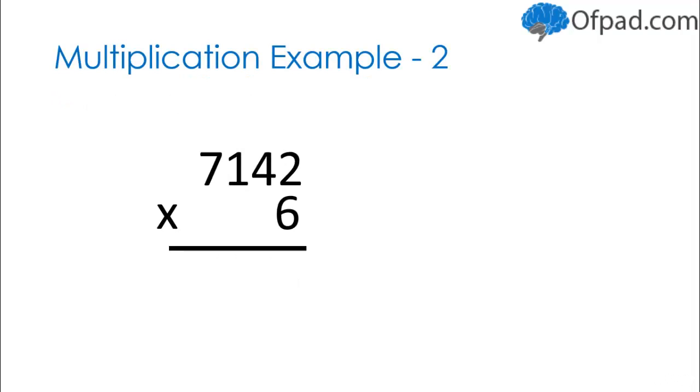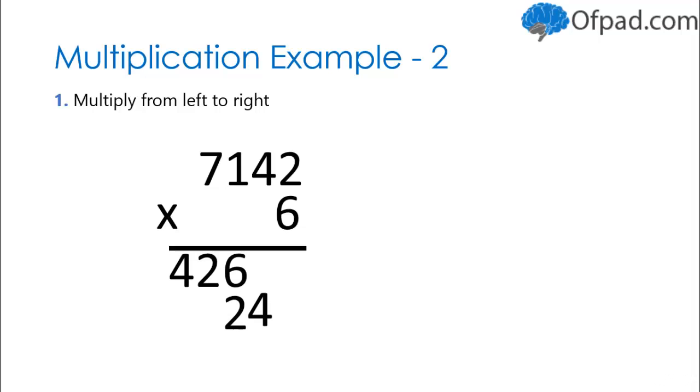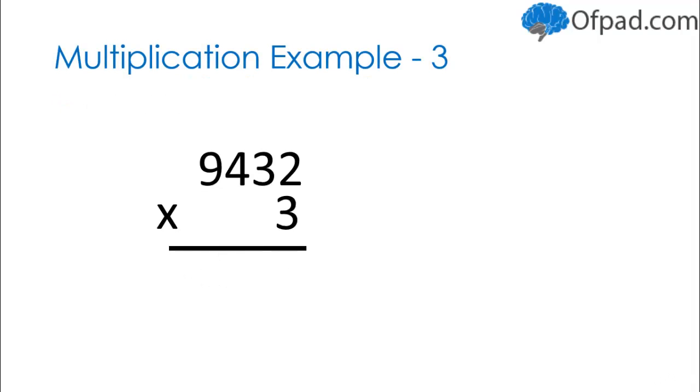Let us try another example. Multiply 7,142 by 6. Multiply from left to right. When doing the calculation, recall how we covered carrying numbers over when we multiplied by 11. The same applies here and in other techniques in this course. So 7 into 6 gives 42, 1 into 6 gives 6, 4 into 6 gives 24. Carry over the 2, so 6 becomes 8. 2 multiplied by 6 gives 12. Carry over the 1, so 4 becomes 5. And you have the final answer 42,852.